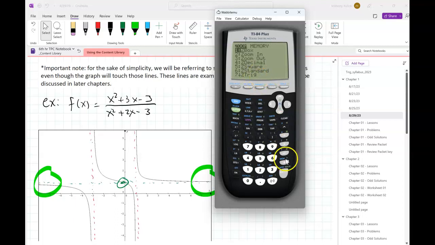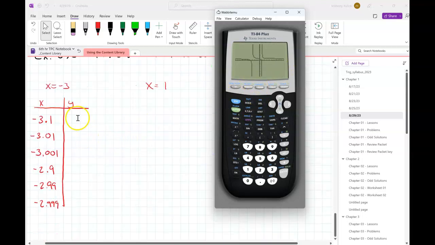So I'll do zoom standard here because I changed my window before. But if I look at this, this is the same picture that I got before. I can use my picture to identify my asymptotes. Let's see, -1, -2, looks like -3. And then looks like here at +1. So I can use the graph to identify the asymptotes I'm looking for. Now let's worry about filling these values in, right?